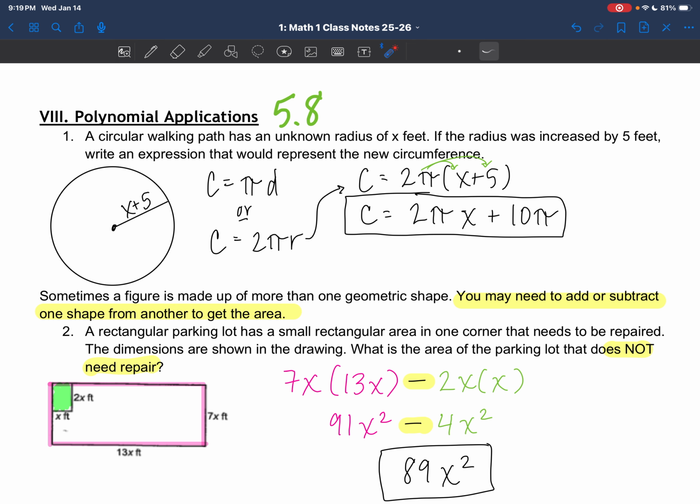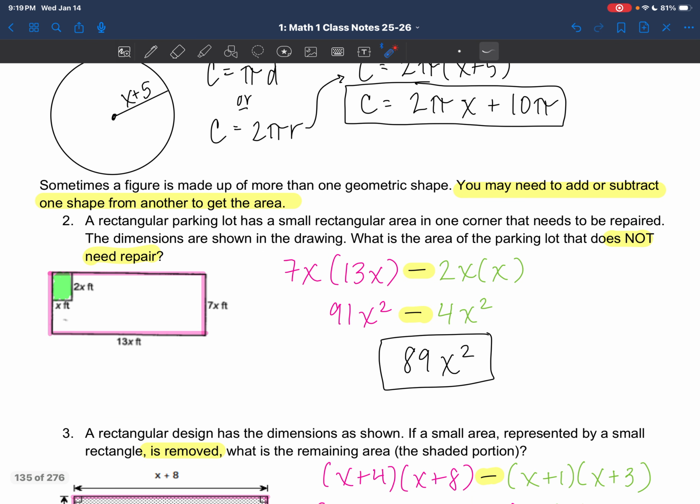Now that we have this all set up, we're going to take 2 pi times each term. So 2 pi times x gives you 2 pi x. 2 pi times 5 gives you 2 times 5 is 10, and then pi. And that's all we need to do for that, because we don't need to combine anymore. So that's your final. Just getting that set up was half the battle of figuring out what to do.